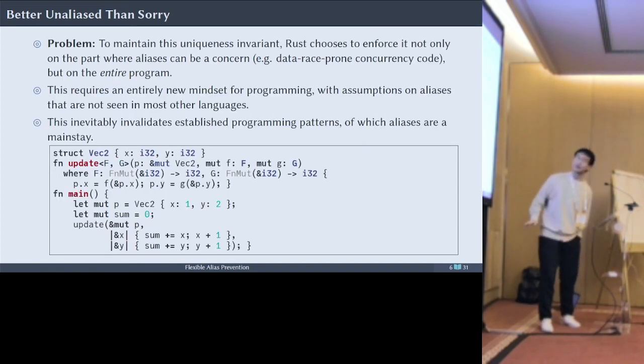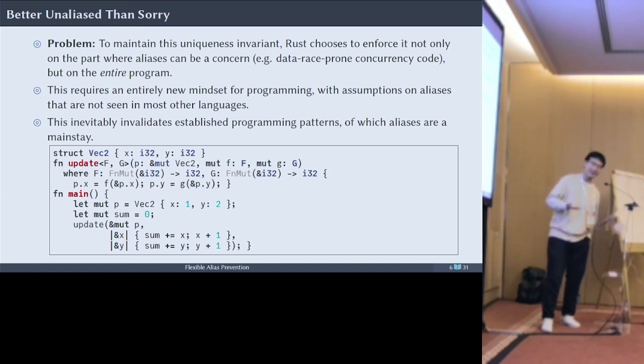The problem is that to maintain this uniqueness invariant, Rust not only enforces it on the part of the program that can cause data races, but also on the entire program. That is not a bad idea because the uniqueness invariant can offer us much more beyond data races, like compiler optimizations and other memory management optimizations. But this will require an entirely new mindset for programming, because previously we didn't have these assumptions about aliases. So this inevitably invalidates some existing programming patterns.